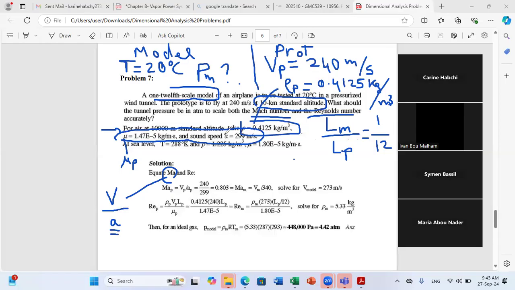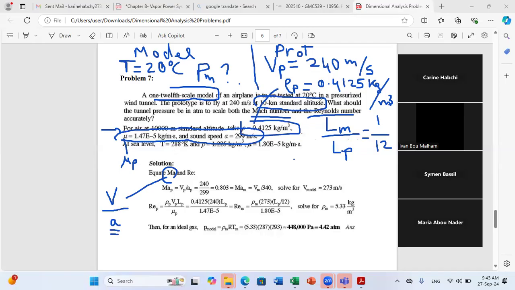While at sea level, for the model, you are doing experiments at sea level, and the temperature is provided, so we can read for this temperature the values of density, viscosity, etc. If we don't find 20 degrees exactly, we can use linear interpolation from tables, like you do in thermodynamic tables.